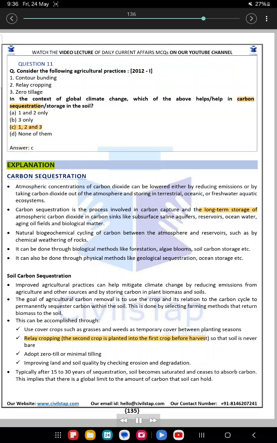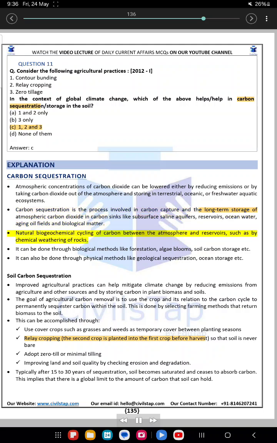Answer: C. Explanation. Carbon sequestration. Atmospheric concentrations of carbon dioxide can be lowered either by reducing emissions or by taking carbon dioxide out of the atmosphere and storing it in terrestrial, oceanic, or freshwater aquatic ecosystems. Carbon sequestration is the process involved in carbon capture and the long-term storage of atmospheric carbon dioxide in carbon sinks like subsurface saline aquifers, reservoirs, ocean water, aging oil fields and biological matter.